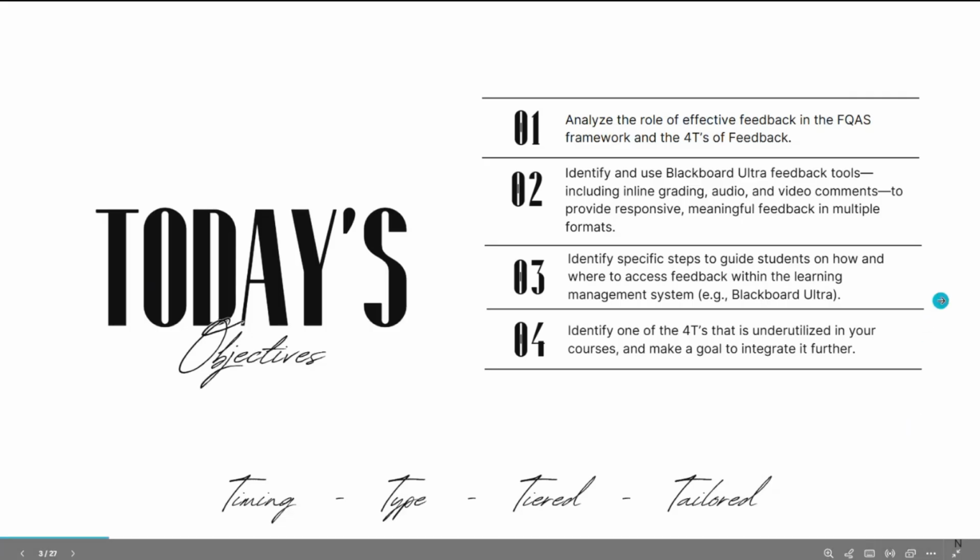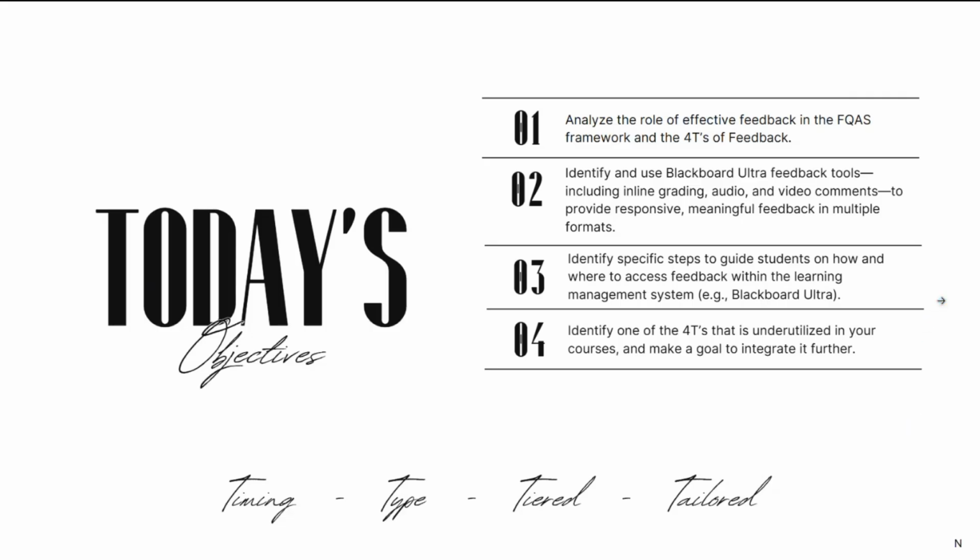Our second objective is to identify and use Blackboard Ultra feedback tools. We're going to look at some of the feedback tools, and there are some new cool things in there for you to provide responsive, meaningful feedback in multiple formats. Then we're going to identify specific steps to guide students on how and where to access feedback within Blackboard. And then we want you to identify one of the 4 T's that is maybe underutilized in your course and make a goal to integrate it further.